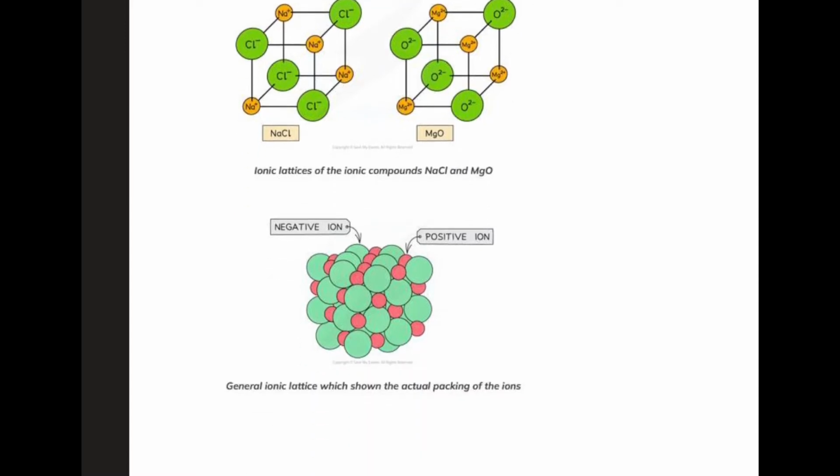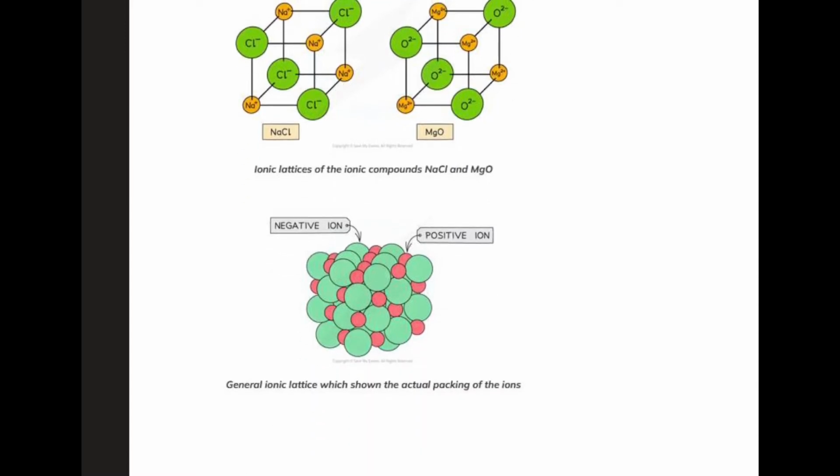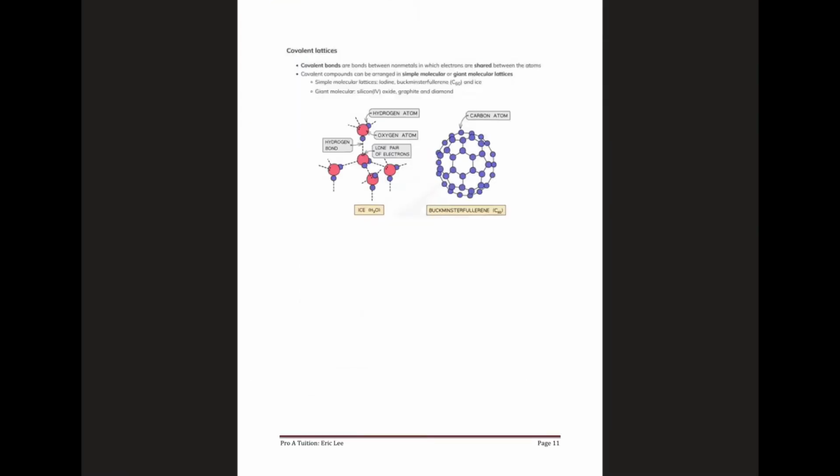And this is the 3D shape. So you can see we have the green color, the negative ions, which are surrounded by positive ions, and the positive ion is surrounded by negative ions. It is actually something like this, but when they're all put together, you will see it like this. They are alternating. Okay, so let's move on. So we have done ionic lattices.